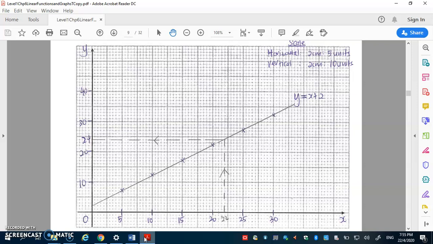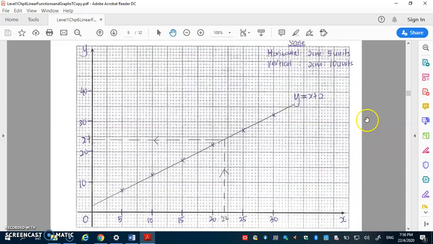Okay, and how do I plot? For example, the first point is 5, 7. So the x value is 5 and the y value is 7. So this is one line to represent one unit. 1, 2, 3, 4, 5, 6, 7. So 7 is over here and 5 is over here. I mark my first point with a cross over here. Okay, and then I do the same for the subsequent points. So 10, 12 is over here, put a cross. 15, 17 is over here. 20, 22 is over here. 25, 27 and 30, 32. Plot, plot, plot, plot, plot, plot.